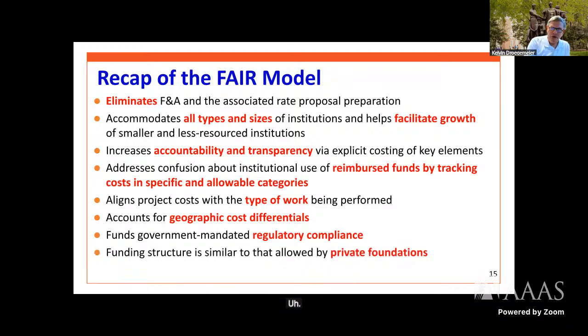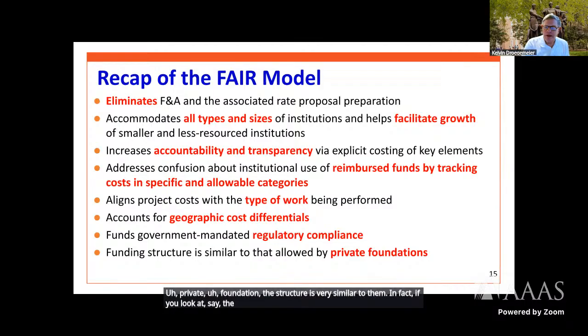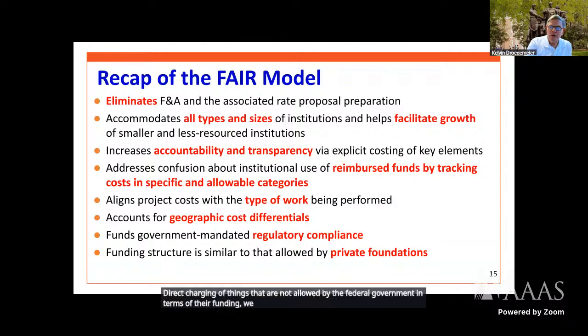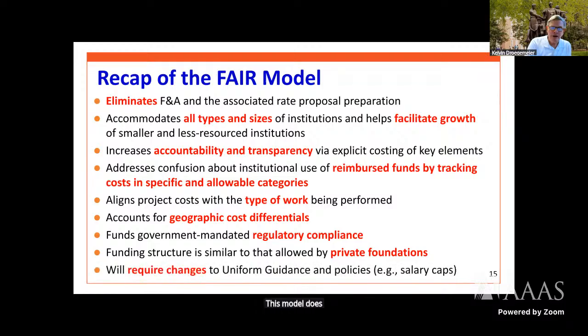Private foundation, the structure is very similar to them. In fact, if you look at, say, the Gates Foundation, and they allow a lot of direct charging of things that are not allowed by the federal government in terms of their funding, we look much more in the FAIR model like a private foundation. And this comparison is something you hear a lot of. Why are you not more like foundations? This model does that basically automatically. It just fell out of it. And it will require certain changes to things like salary caps and the uniform guidance.